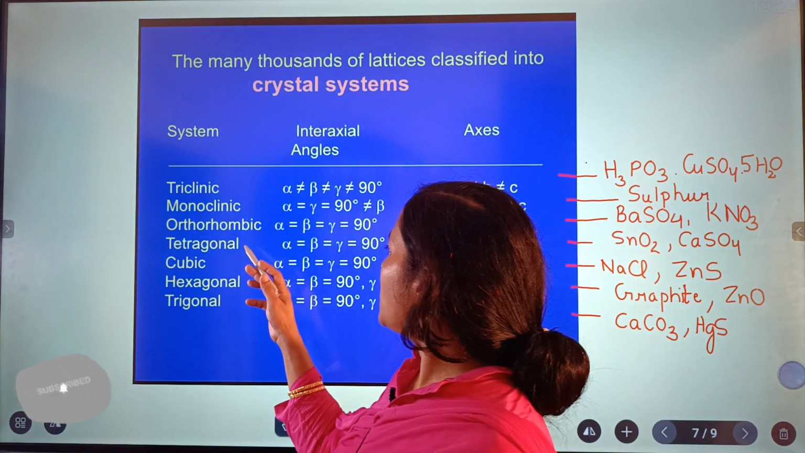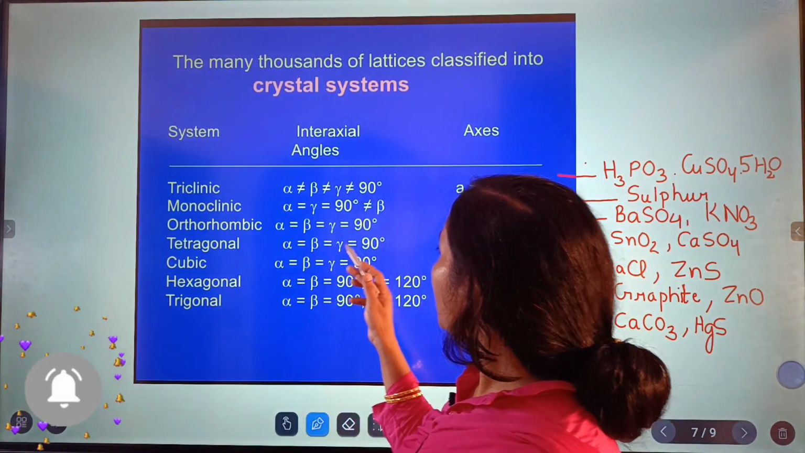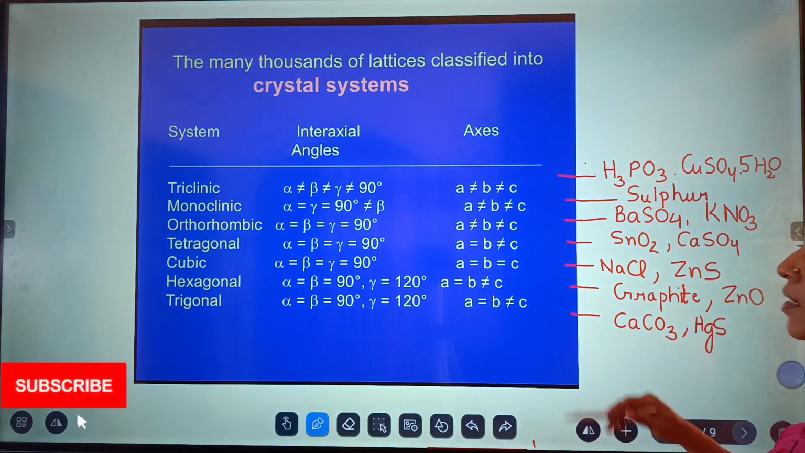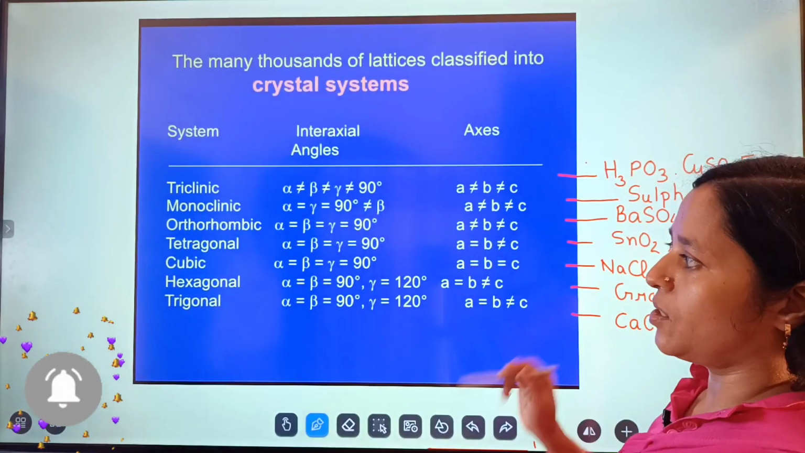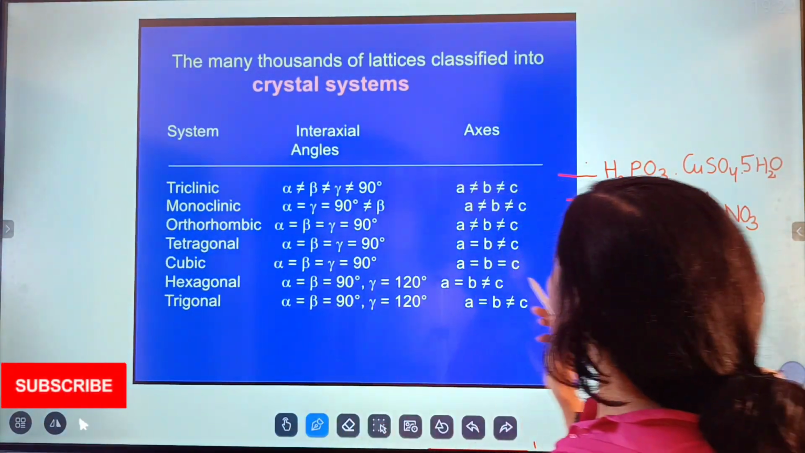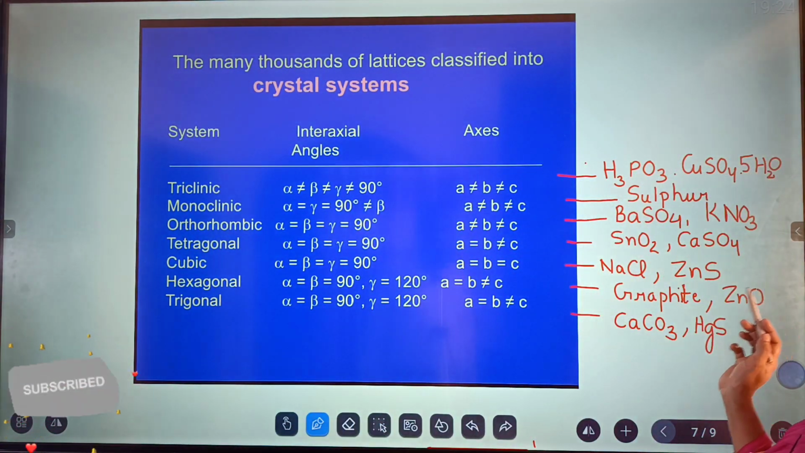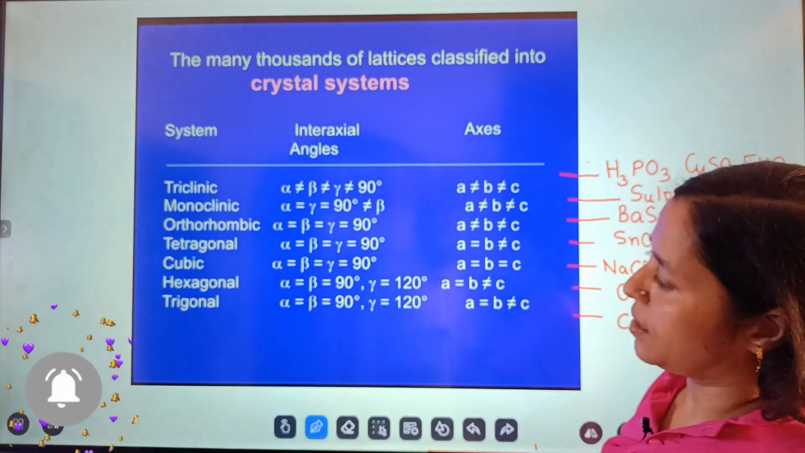Next is the tetragonal. It has all the three angles equal to 90 degree. The two edges are also equal to each other, but they are not equal to the third edge. And the example of it is SnO2, tin oxide and calcium sulfate.